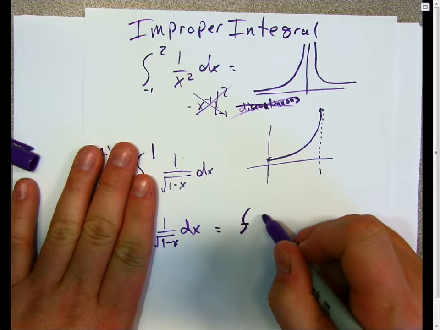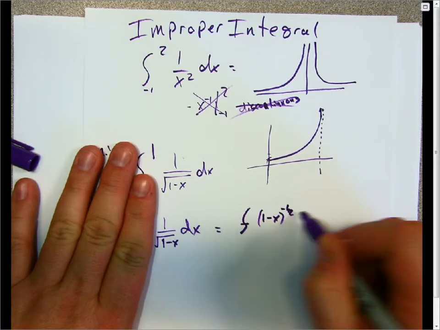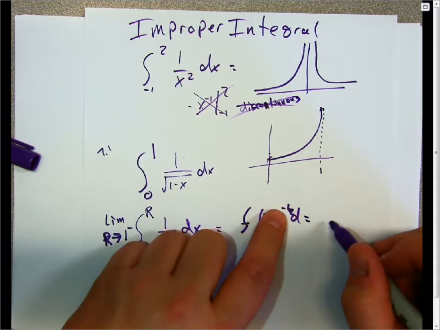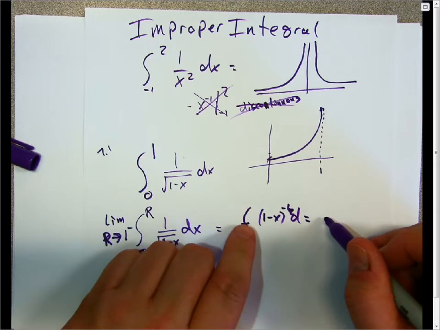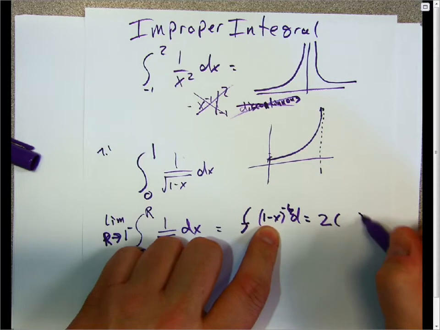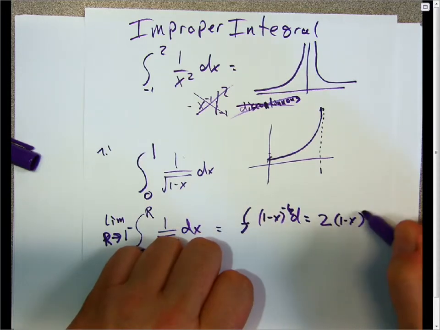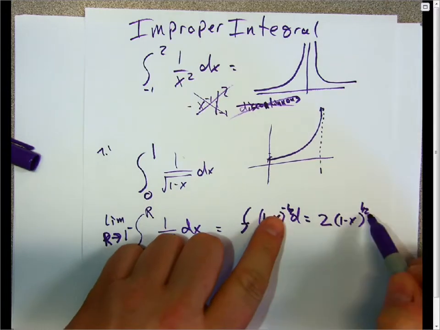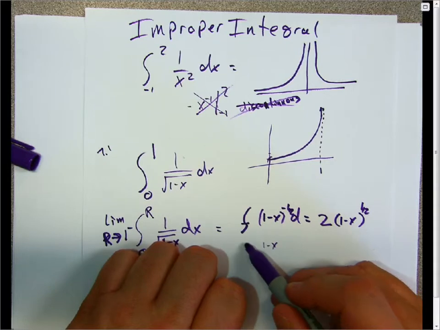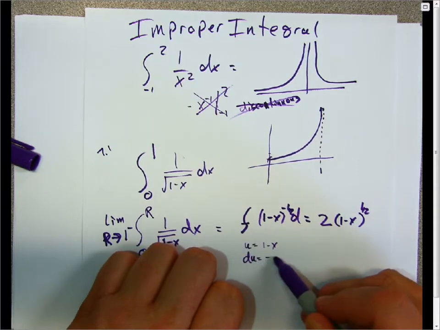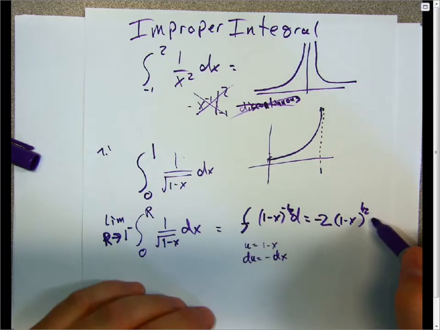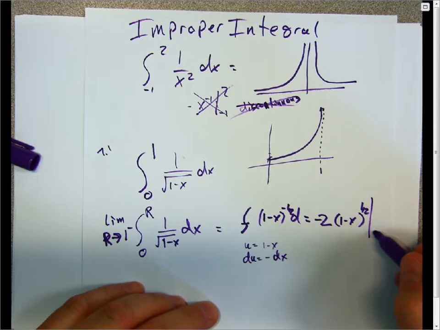We have 1 minus x raised to the negative 1/2. So if I'm going to go ahead and do this, it's going to end up being a positive 1/2. So that means I need to bring a 2 out front. But it's going to be this thing raised to the positive 1/2. That's the outer function. Now the inner function is 1 minus x. So if u equals 1 minus x, du equals negative dx. And so that's where this negative comes from out front. And that is found at 0 and r.